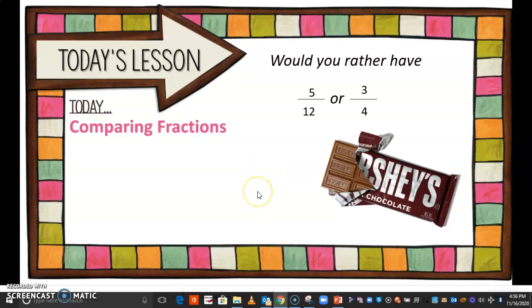So back to that question: would you rather have 5/12 or 3/4? If you look at that half again, half of the 12s is 6/12, so 5/12 is going to be less than that. Half of your fourths is going to be 2/4. 3/4 is more than 2/4, so 3/4 would be the bigger number. If you wanted to have more chocolate, you would want 3/4 of it.